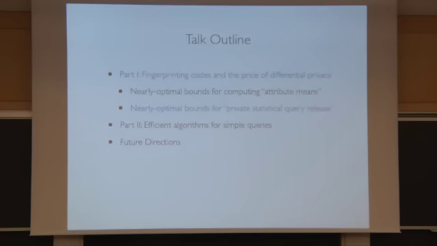OK, so I want to move on from attribute means and talk about a slightly more general problem and what kinds of things we can show about it. The problem is one I call private statistical query release, and it just generalizes the case of attribute means.